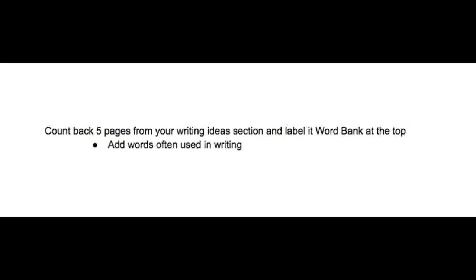Again, you're going to look at your draft and highlight any words for which you are unsure of the spelling. Then we're going to discuss these words as a class, and I'm going to write them on a document for everyone to see. Then in your language arts notebook, you're going to count back 5 pages from your writing ideas section and label it word bank at the top. We're going to take the words that we discuss in class and then write them in your word bank in your language arts notebook. So that way you have a personal reference later for your future writing.